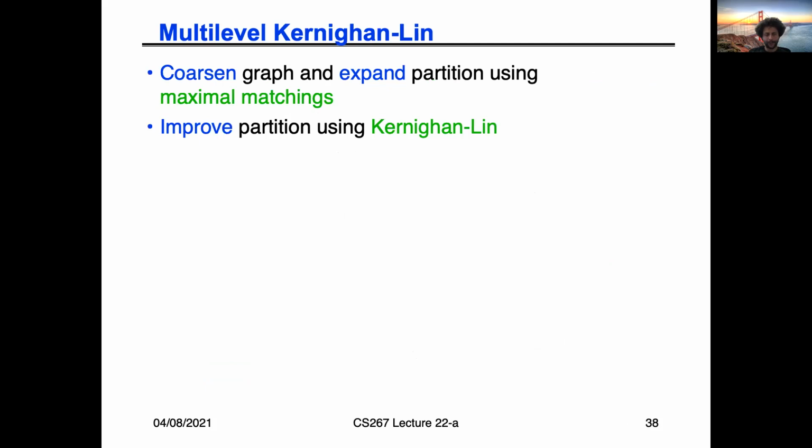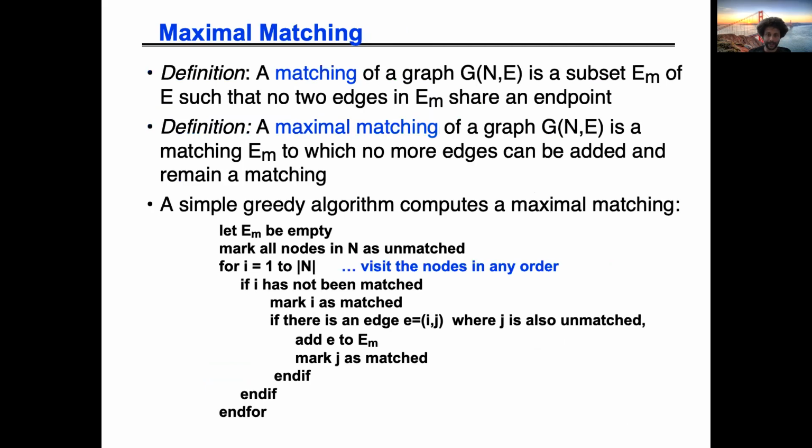You can define the coarsening in many different ways, and one way to define a coarse graph is to find matchings between vertices. A matching, we were supposed to see this in the graph partitioning lecture, but there was no time. A matching on a graph is really a subset of edges where no two edges share an endpoint. So you're trying to match vertices.